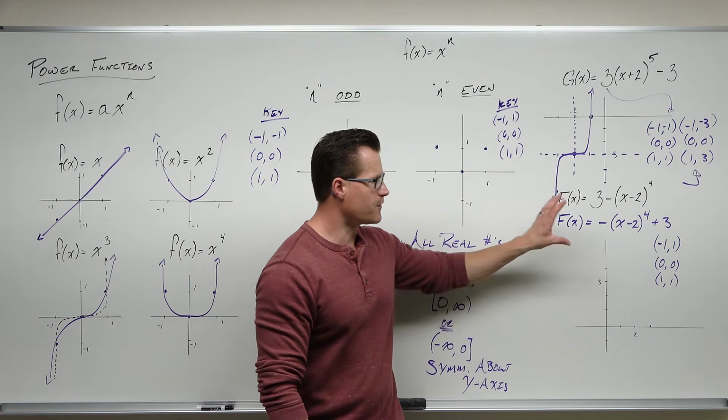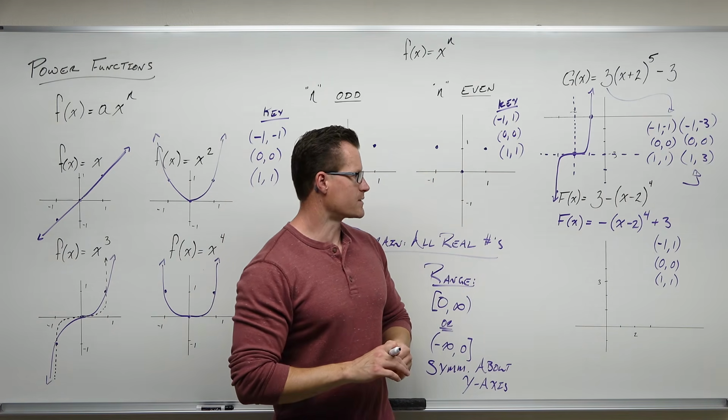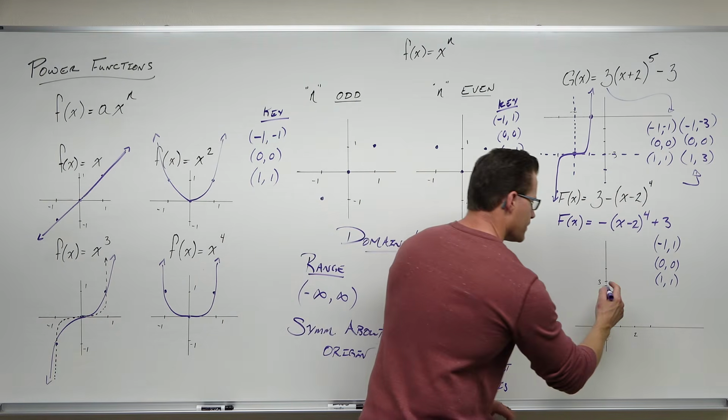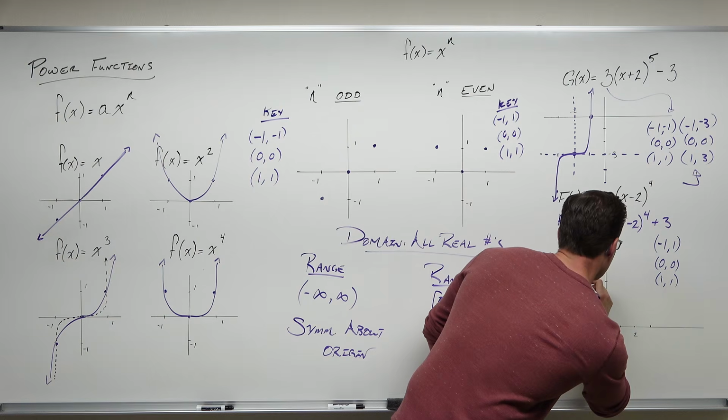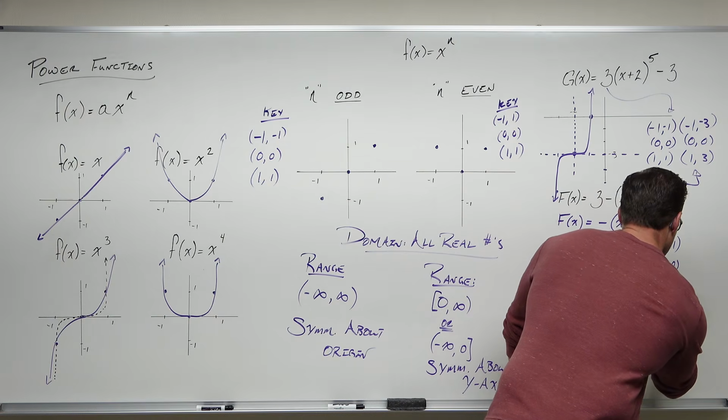So we sort of have a feel for how this is going to look, at least the symmetry about some sort of an axis of symmetry. We know our shift says we're going to be going up 3. We're going to be going right 2.